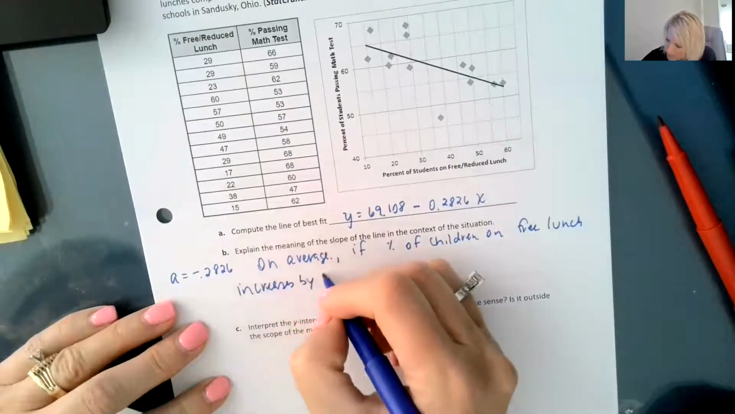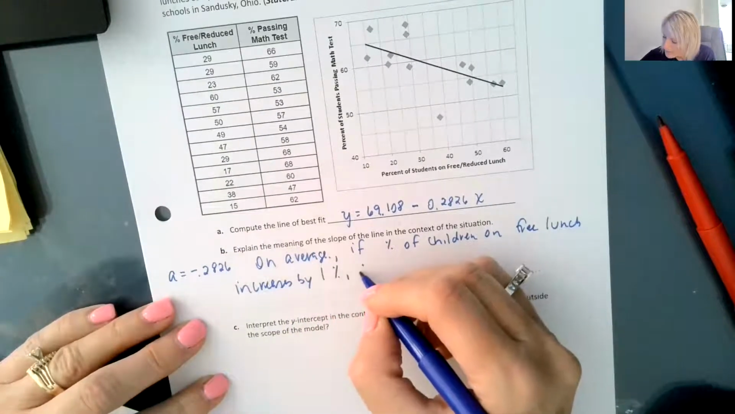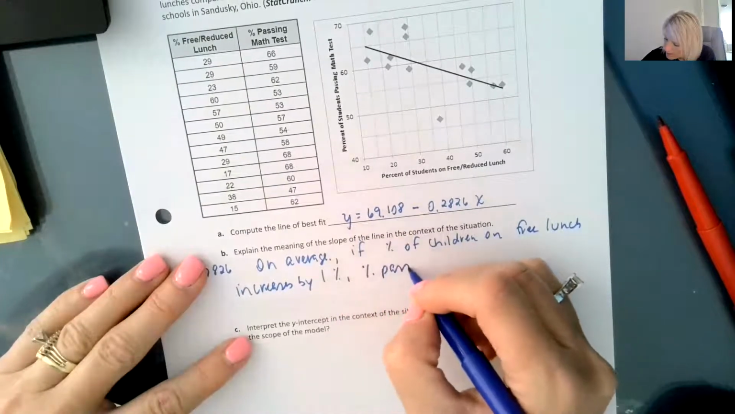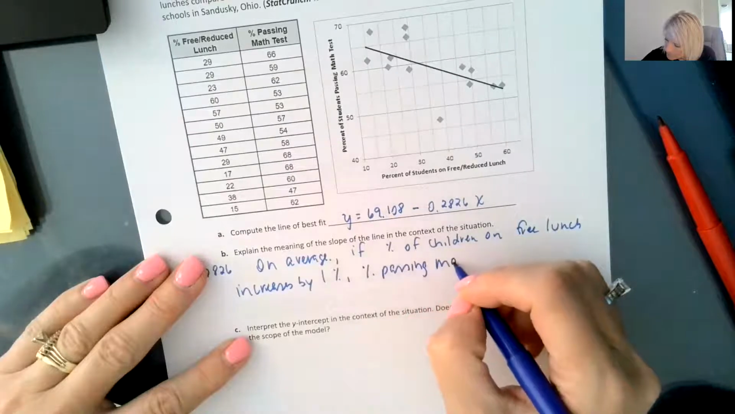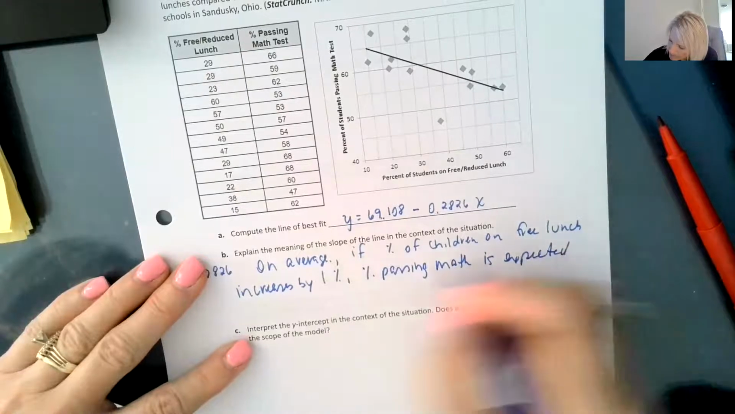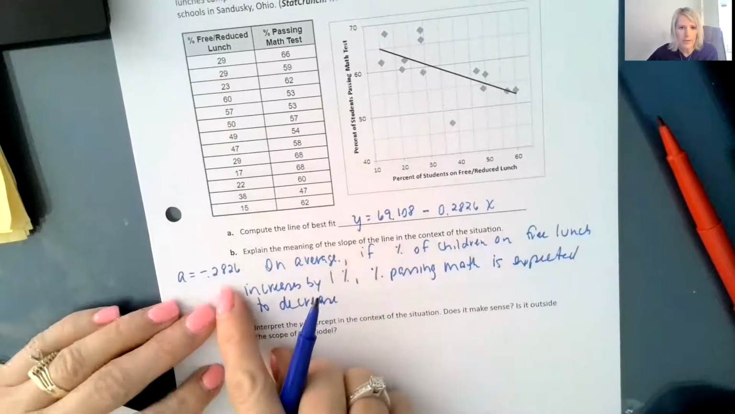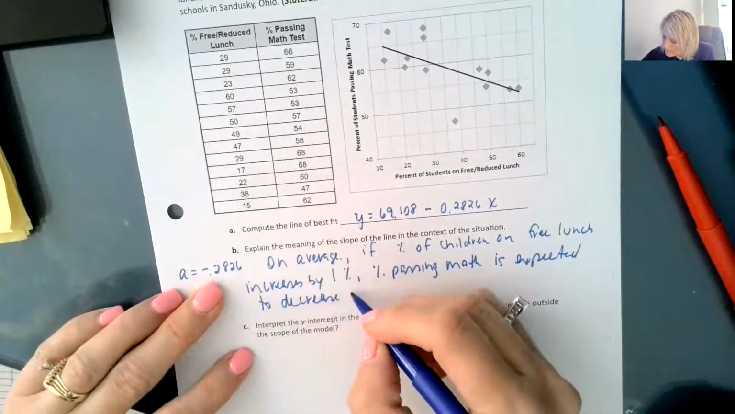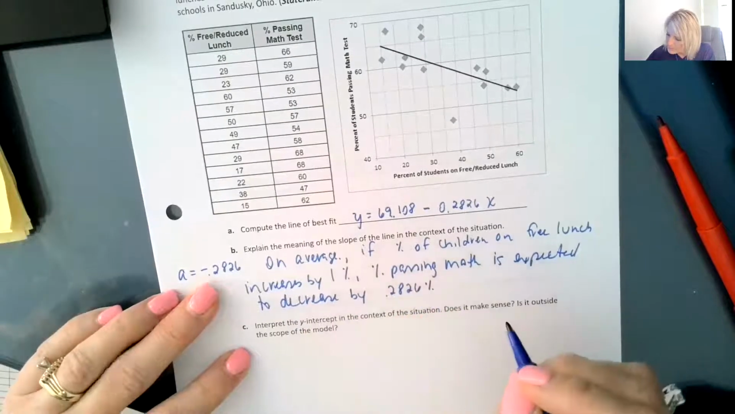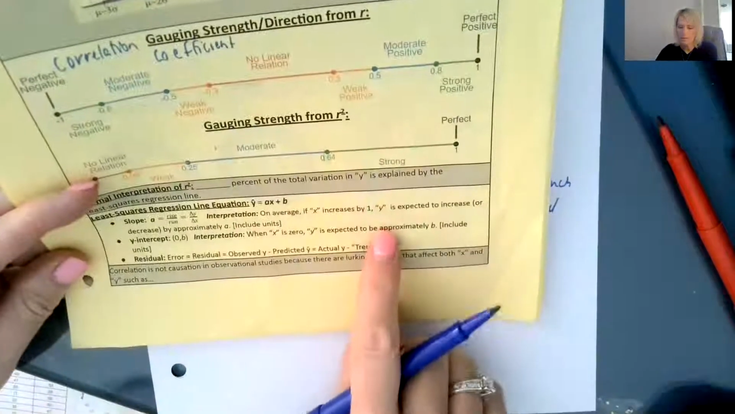increases by 1%, make sure you have units on there, y, which is percent passing math, is expected to decrease, because it's negative, right? We're going to use the word decrease, by 0.2826%. So again, we're using what's on the yellow sheet.